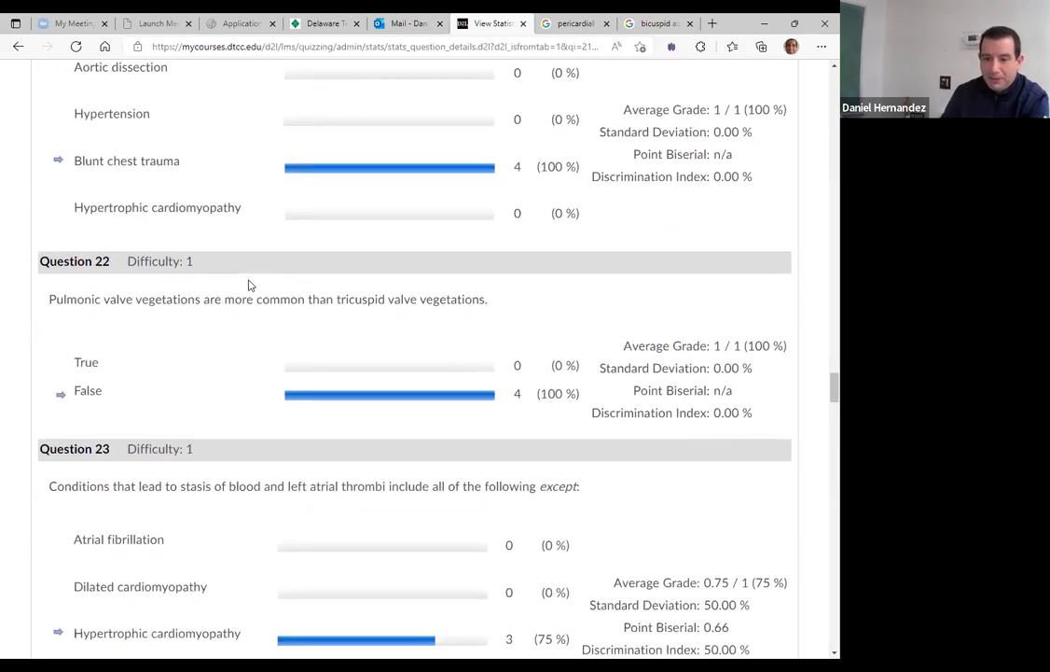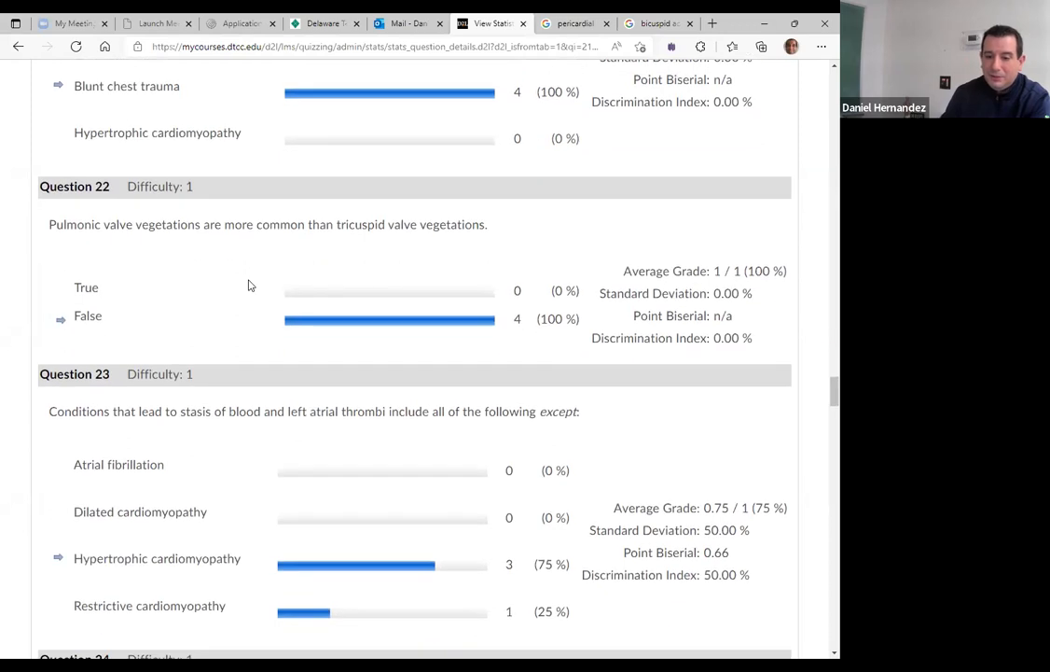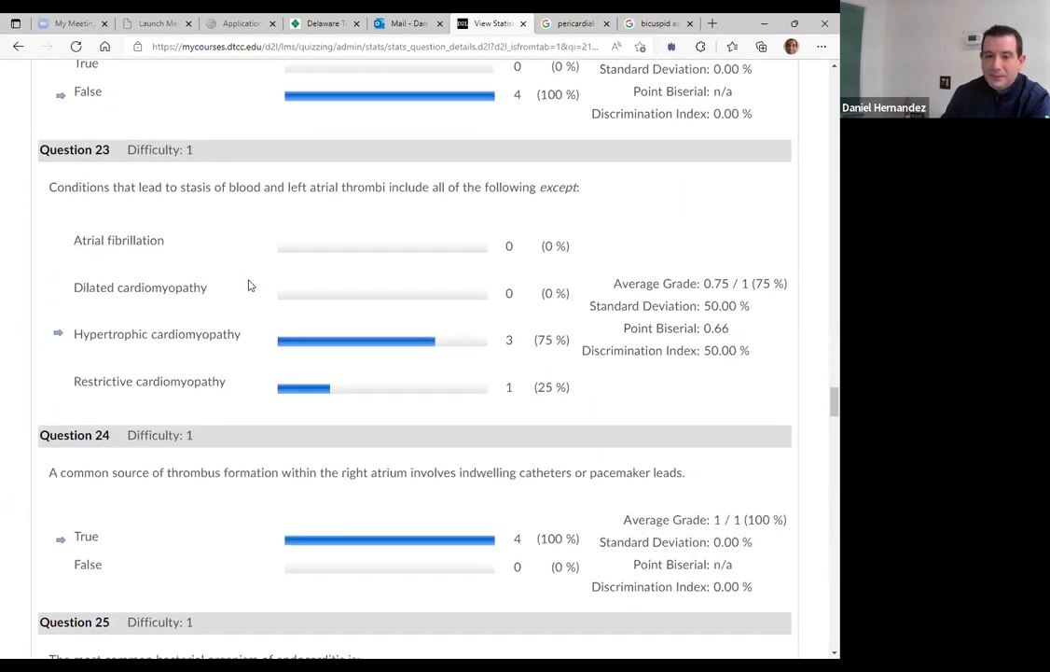Pulmonic valve vegetations are more common than tricuspid. That's false. More often than not, we'll see it on the tricuspid. We're talking right side of the heart.